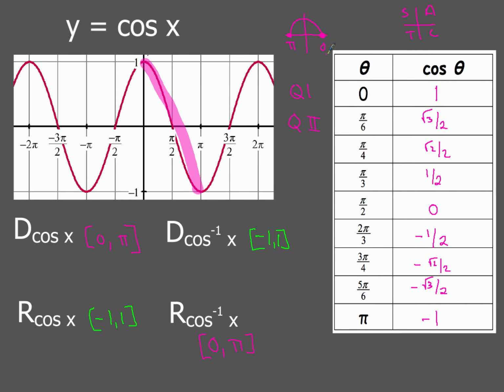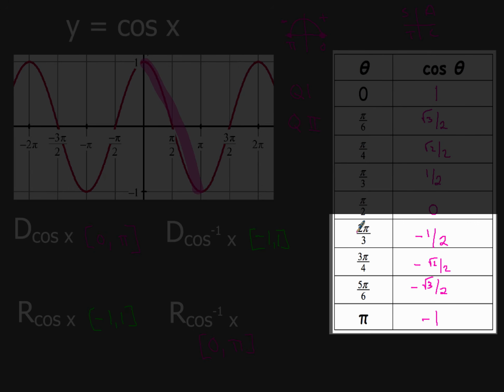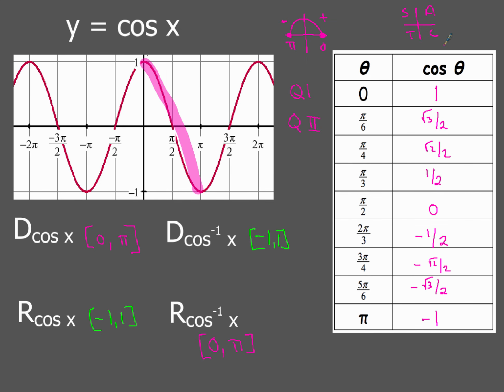Now when we restrict our domain from 0 to π, of course cosine is going to be positive right up here, which is quadrant 1, from 0 to π/2. But then as we go into quadrant number 2, cosine is negative over in this quadrant. So if you look at your answers for 2π/3, 3π/4, 5π/6, and π, of course those answers are negative. That's one other way to think about it.